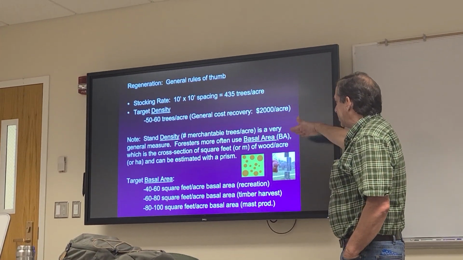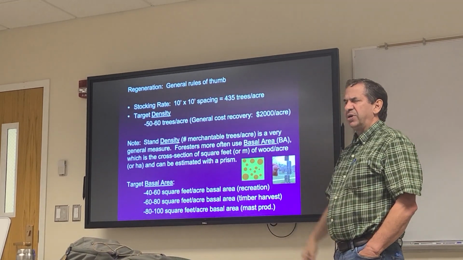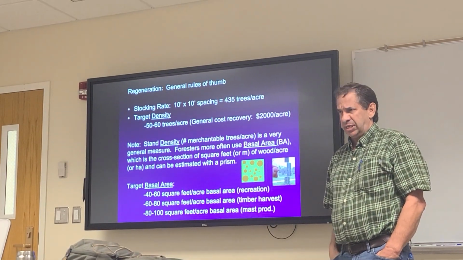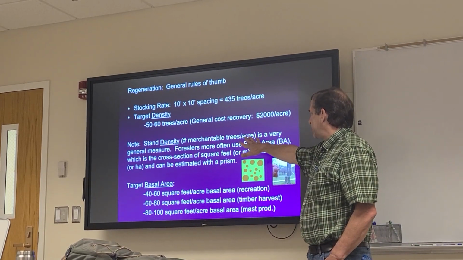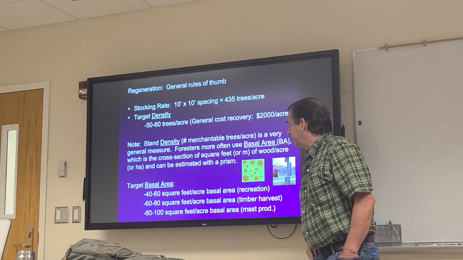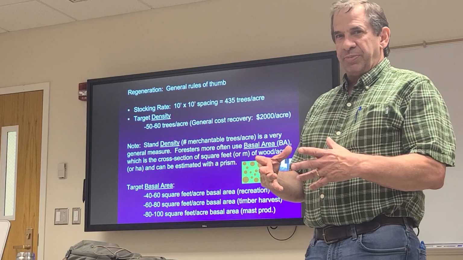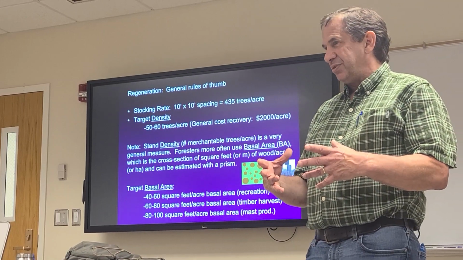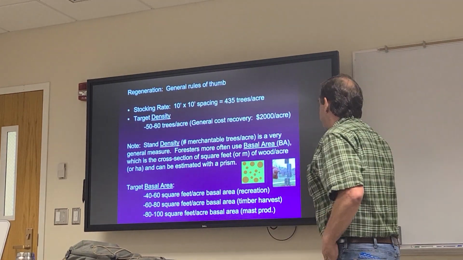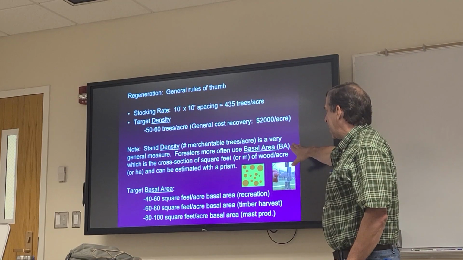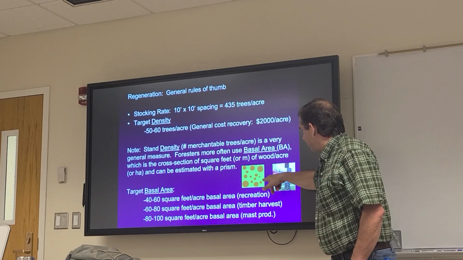So stand density is similar to but different from basal area. Did you guys learn about this in dendrology? Yes? Okay. So stand density refers to the number of merchantable trees per acre. And that's a very general measure because a small tree might be merchantable, but it's not worth very much, and it counts just as much as a tree that's worth 50 times more, right? So foresters more often use basal area, BA, which is the cross section of square feet or meters of wood per acre or per hectare.